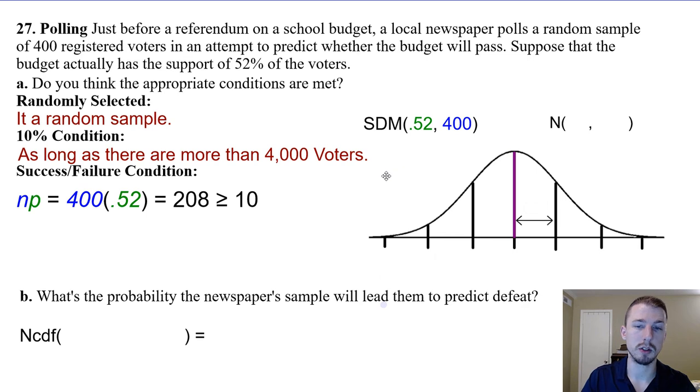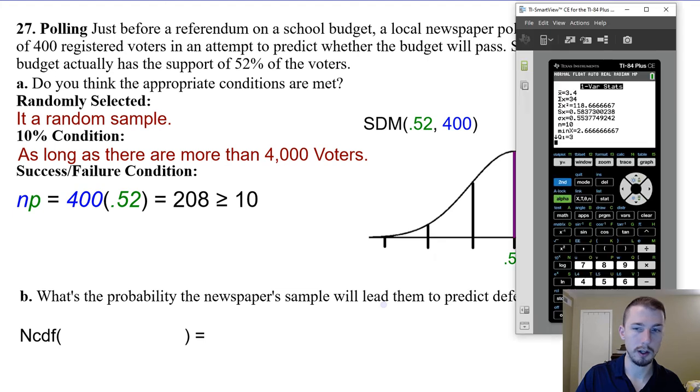This is a sampling distribution model. The sampling distribution model is basically when we know the true proportion, which is going to be 52%. This is all the possible samples that we could get of size 400. And what kind of proportions would we expect to get from that if the true proportion was 52%? So it's going to be centered at 52% with a standard deviation of, let me pull up my calculator here.